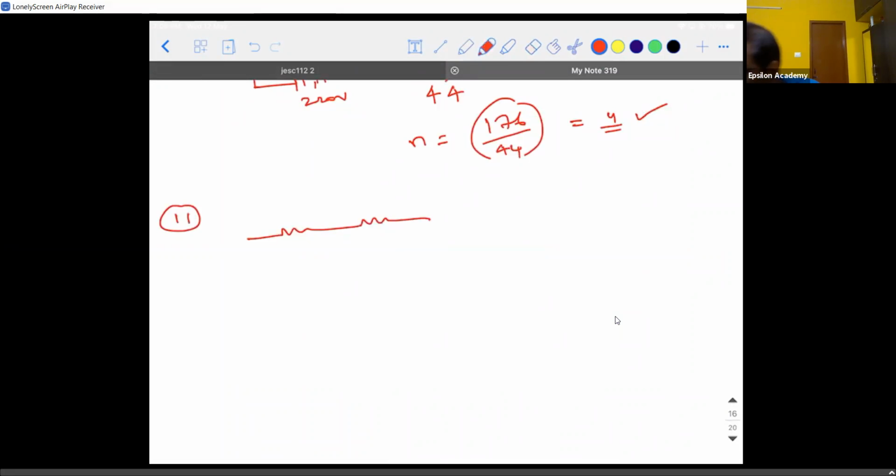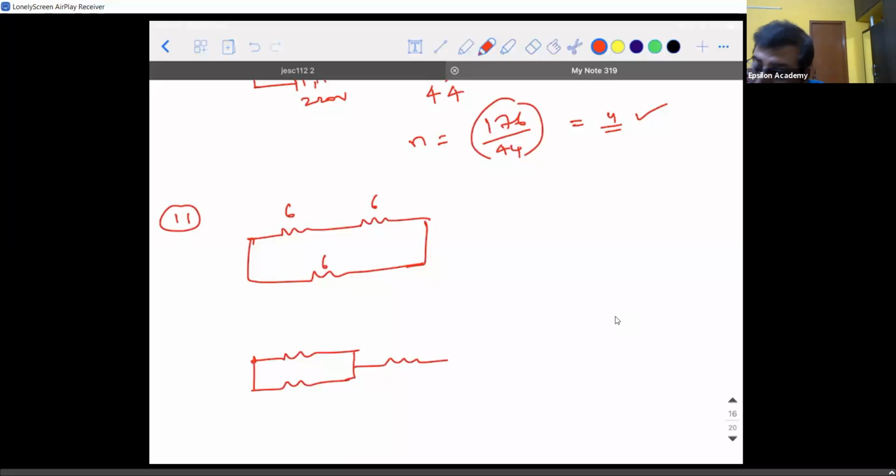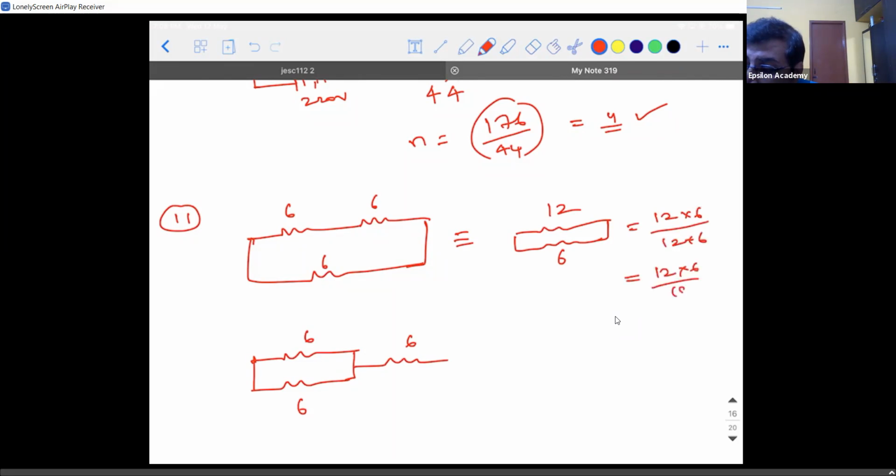If I put 2 of them in series and that combination in parallel with this 6, or I can put 2 in parallel and the other one in series. So what are the equivalent resistances here? 12 and 6. If 2 resistors are in parallel, I told you already, R1 R2 divided by R1 plus R2: 12 into 6 divided by 12 plus 6. So 12 into 6 divided by 18 will be 4. And here you will get 3 plus 6, which is 9.